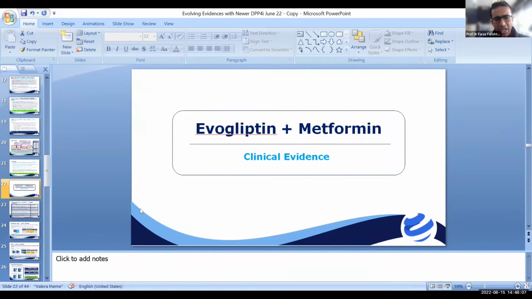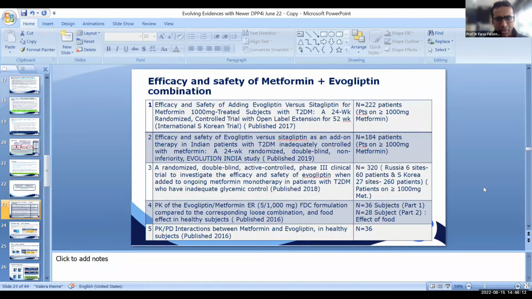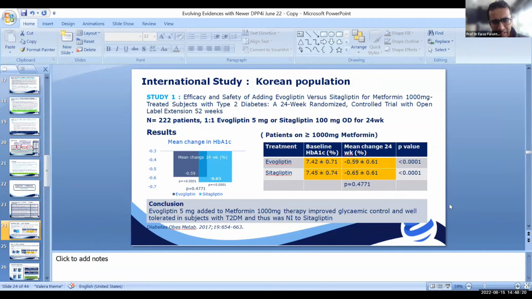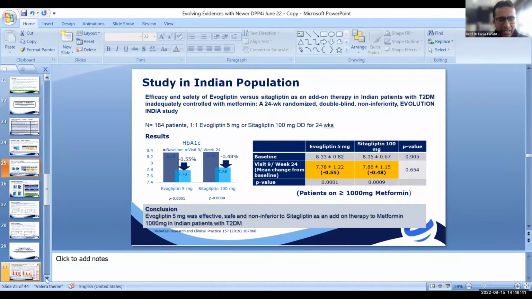Let's see the combination therapy. How does the combination of Evo and metformin work? There are a number of studies which were done. You will see Evo added to metformin 1000 milligram improved glycemic control and was well tolerated in type 2 diabetic patients, and it was studied in comparison with sitagliptin. Again, this was done in the Korean population. This shows its non-inferiority to the gold standard sitagliptin when it was used as a combination therapy.